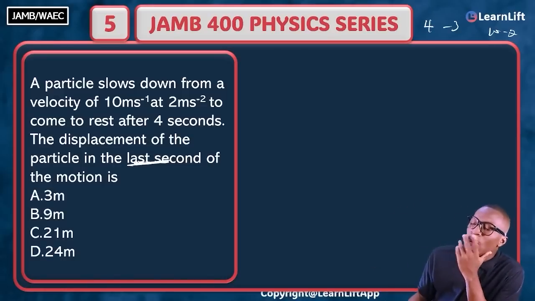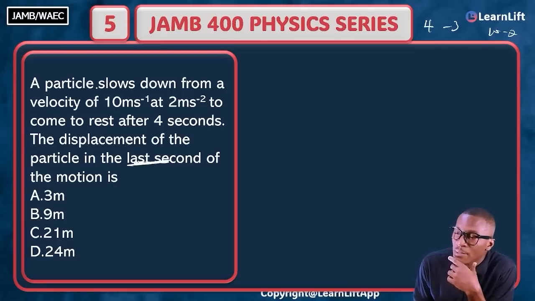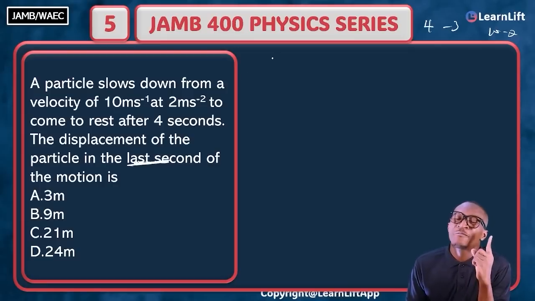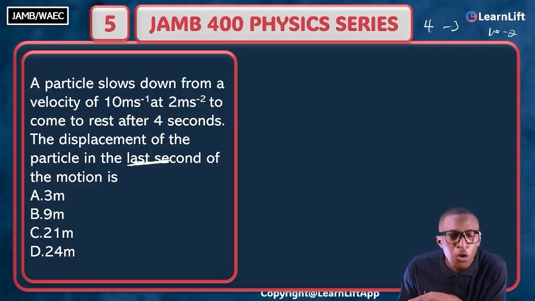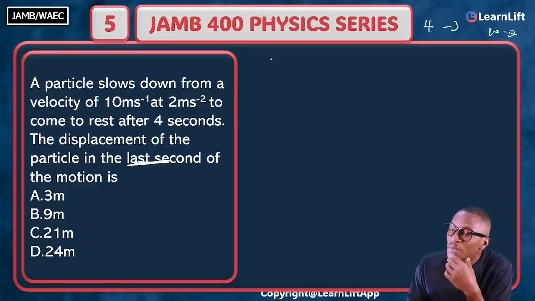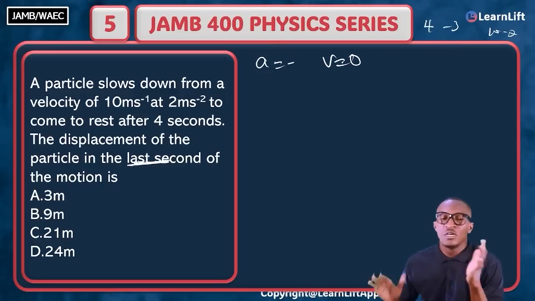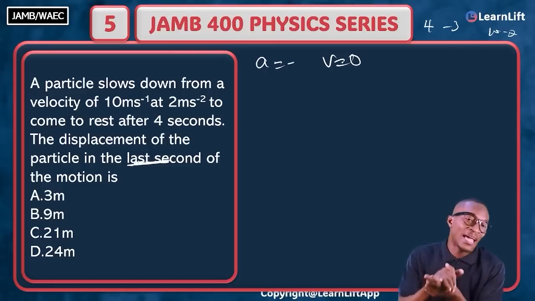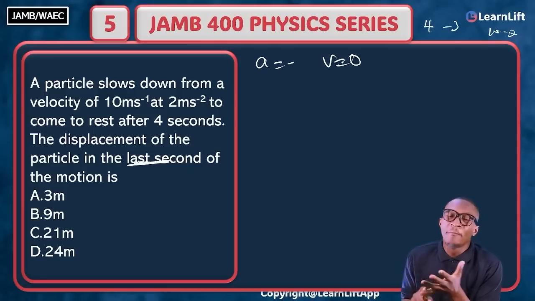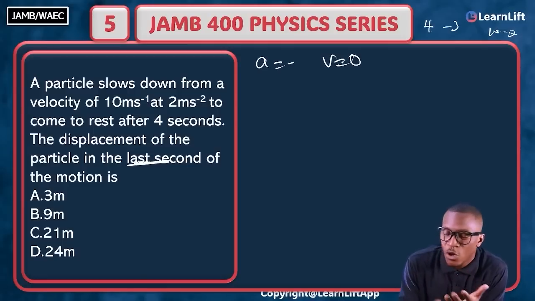Now, let's bring out our parameters. A particle slows down. Of course, I've told you time and again, anytime you hear slows down or brake is applied, it means that the body is decelerating. So acceleration will be negative. And final velocity will be 0. So anytime you hear that brake is applied, or a body comes to rest, or a body slows down.